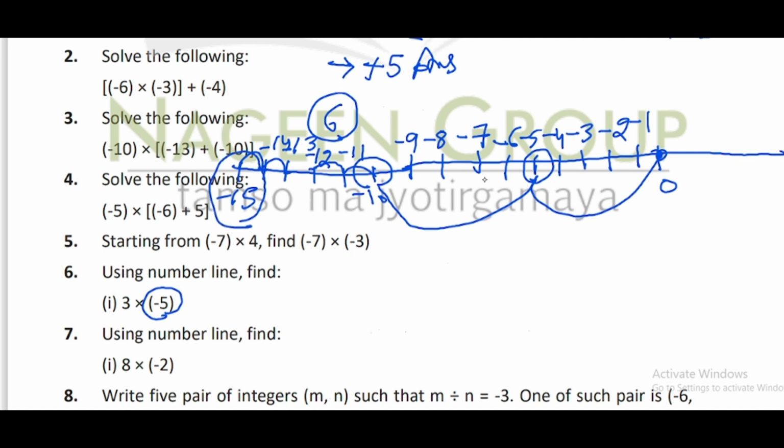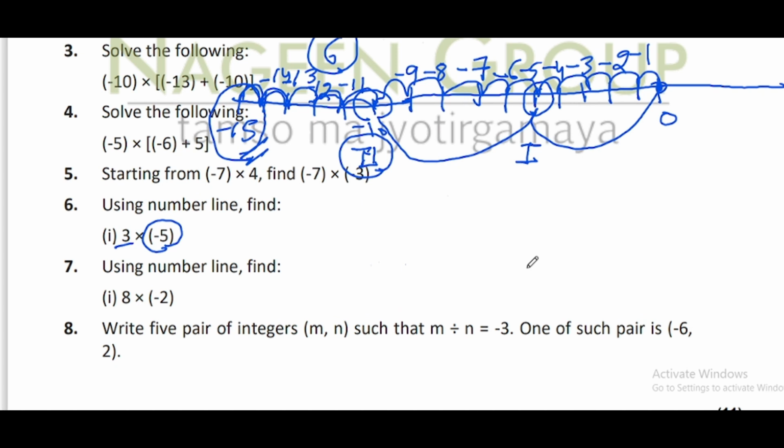Let's see how we solve. Starting from 0, then the 3 multiples of minus 5: 1, 2, 3, 4, 5, that is the first. Then second, 1, 2, 3, 4, 5. Then minus 10 is the second multiple of minus 5. Then the third is 1, 2, 3, 4, 5, that is minus 15.